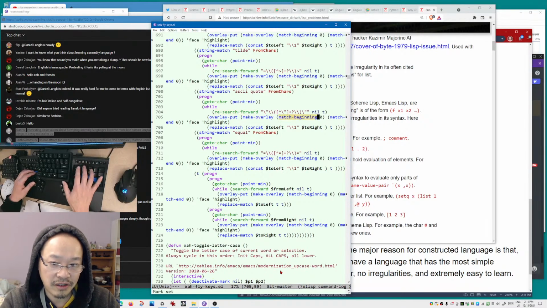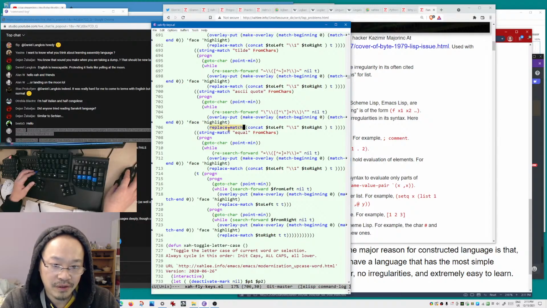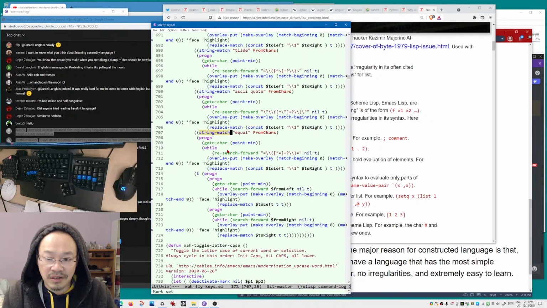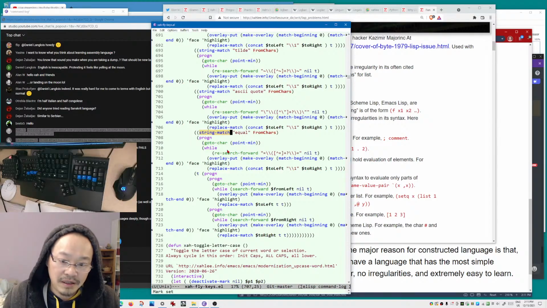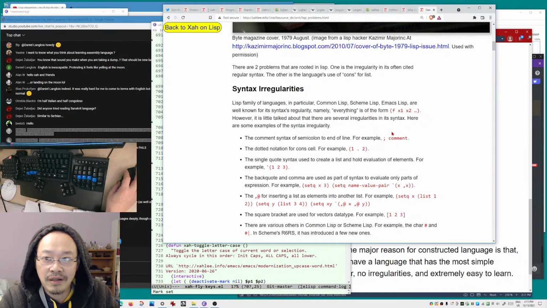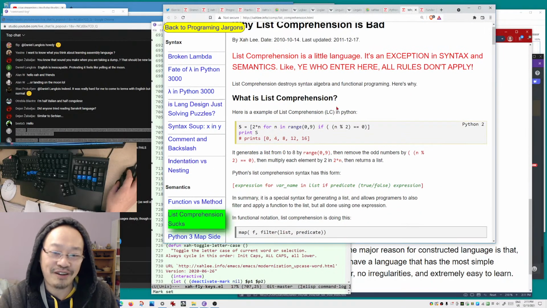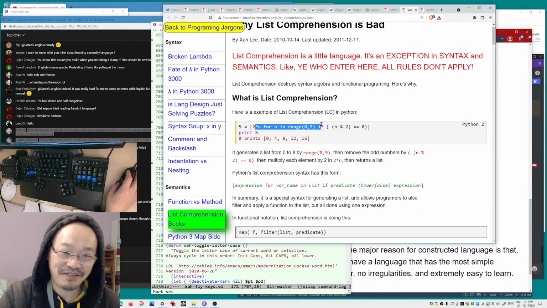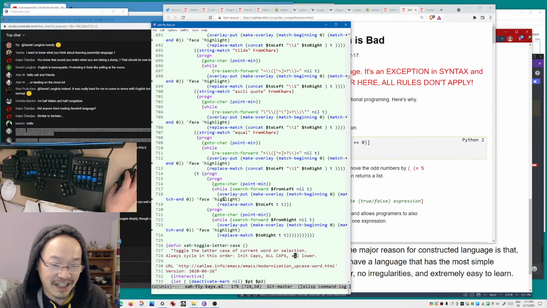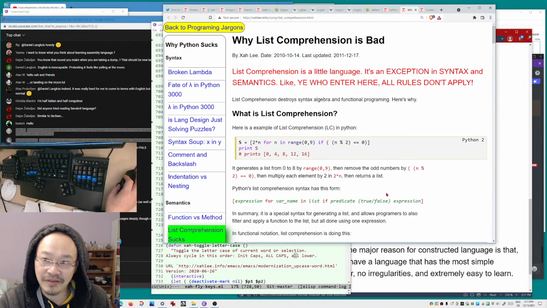Function, match string, match overlay, make overlay, overlay put, replace match, concat string, string match. So simple. All you have to know is just the function names. You don't have to learn special printf, the C printf, or list comprehension. You don't have to know that. These people will say that. They think they are the god of languages.